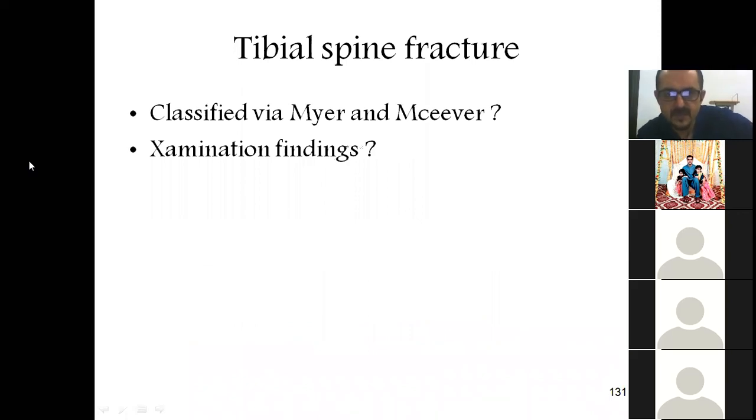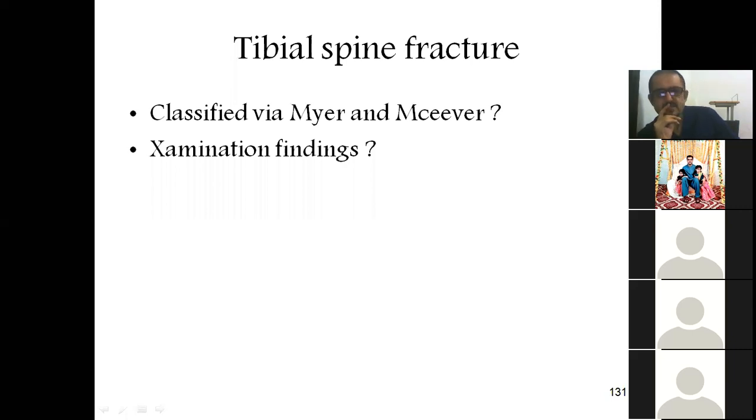Tibial spine fractures. By the way, if you see these fractures, they look like very benign fractures, but operating on these fractures is very difficult. Normally, it depends, but you have to do arthroscopic operative intervention. It is classified by Meyers and McKeever. Anyone know what is Meyers and McKeever? Can anybody tell me the Meyers and McKeever classification? I forgot that.